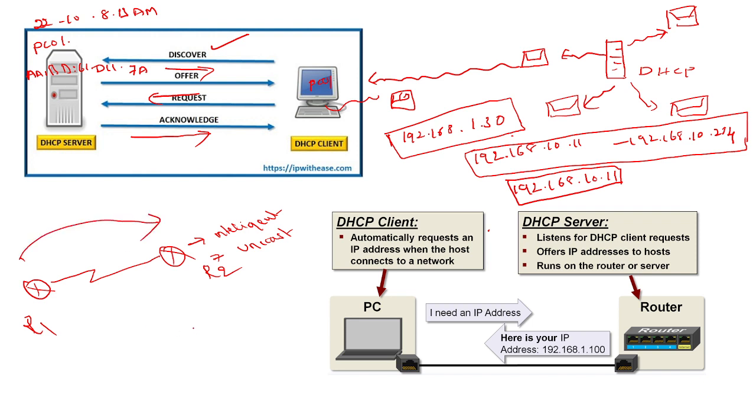But I told you the DHCP server is sending broadcast packets. Broadcast packets don't have any specific destination. They just roam around. That is why, whenever the DHCP packets come to the router, since they are broadcasting packets, he will just ignore them because he has some other work to do.